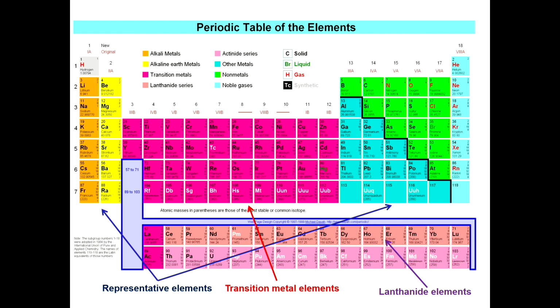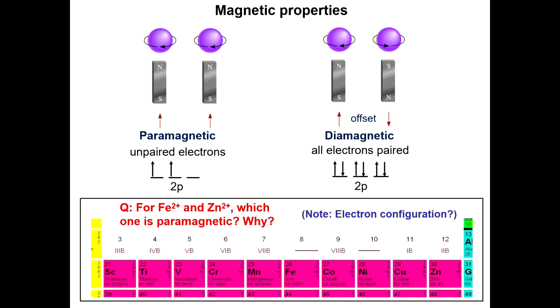Okay. And here to show the magnetic properties, we know some atoms show magnetic properties. It's because this depends on the spin of the electrons. Okay.